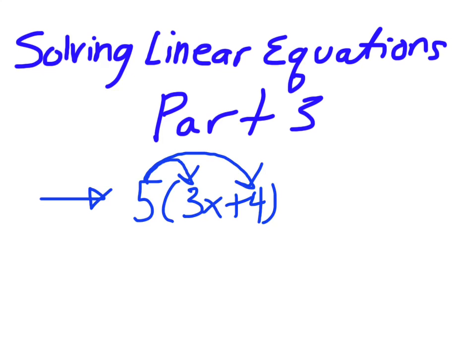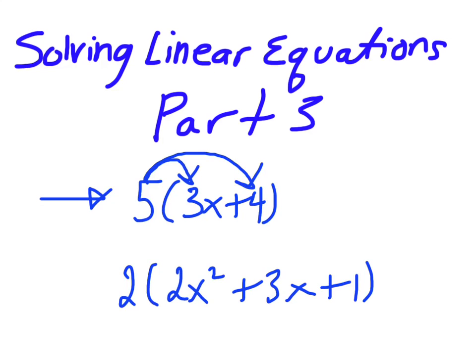So if you had something like this, so 2 times 2x squared plus 3x plus 1. I'm not going to be dealing with any squareds and solve or anything, but just to illustrate the point, you have to go to each individual term inside the brackets. So that's what we have to remember. We have to do that first.